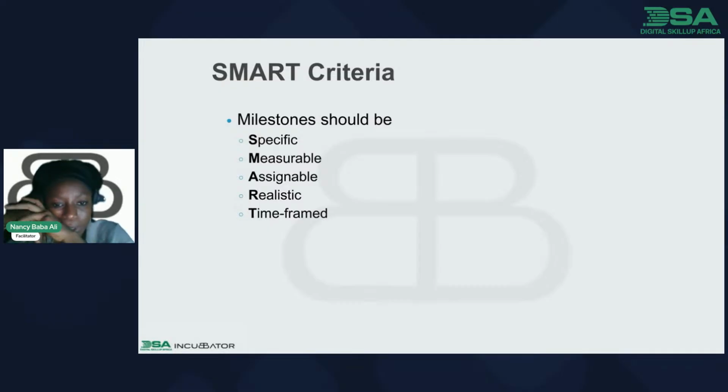Realistic. You have to be very realistic. You should not just calculate bizarrely. Steven had something to add. In other instances, assignable is interchangeable with attainable. Yes, like I mentioned. Yeah.